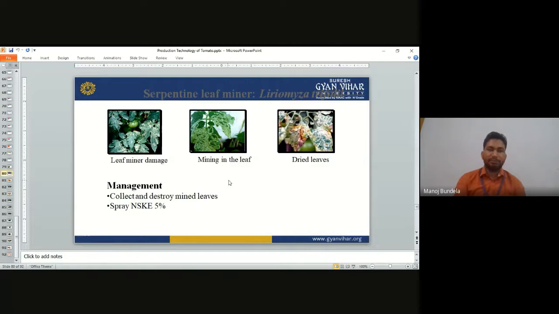Serpentine leaf miner. Serpentine leaf miner means you can see on the leaf a snake-like mining, like this you can see the symptoms. You can see the mining of the leaves and after that the drying of the leaves will start. It is very common. The management of this is to collect and destroy the mined leaves, and spray NSKE at 5%, neem seed kernel extract, to control the serpentine leaf miner.